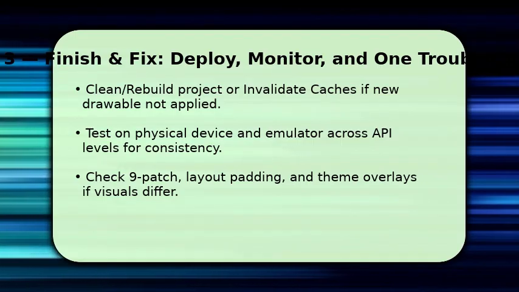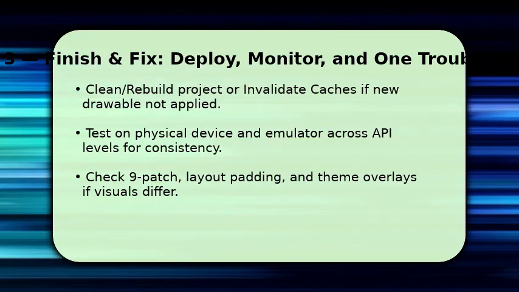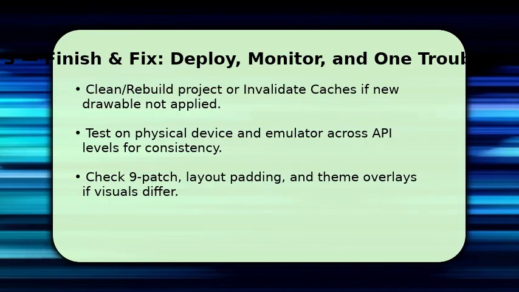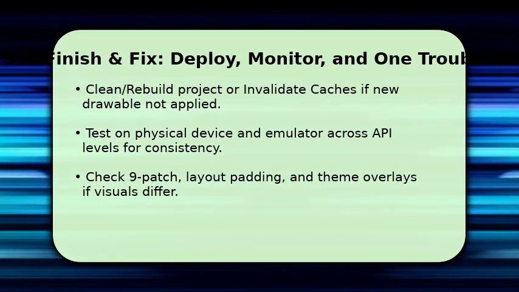If the shape still looks wrong, clean the project or invalidate caches, and check for theme overlays that may replace android:background. One key troubleshooting tip: if states or ripple do not appear, ensure you used a selector and enabled android:foreground or proper ripple attributes for your target API levels.